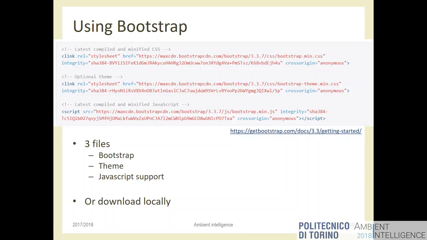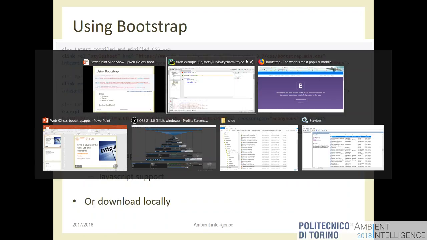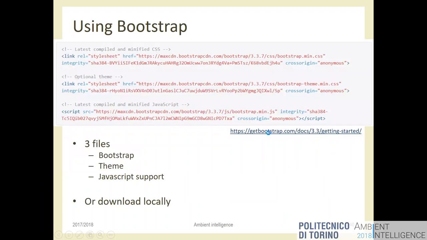instead of their distribution network. They suggest to use the distribution network because if there are many different websites that use Bootstrap, then those files will be very likely already in the cache of the browser of your users, because your users already visited some other website that used those styles, those libraries.